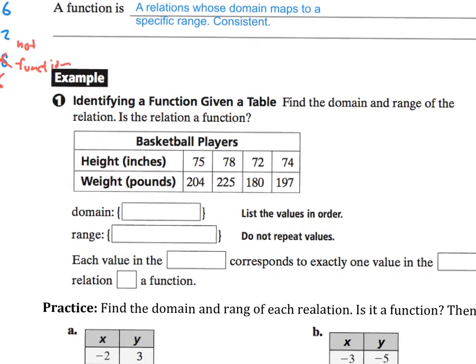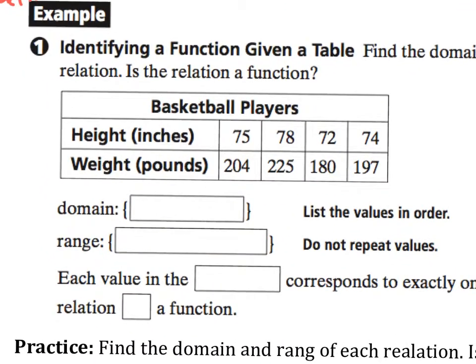First off, we're just given some tables about some basketball players. So we're going to find the domain and range. We'll explain that in a moment. And we have to determine if the relation is a function. Remember, a relation is just a number is in, and out comes another number. 78 gives me a 225. A 72 gives me a 180. A 74 gives me a 197. So what's the domain? The domain are just the numbers that are going in.